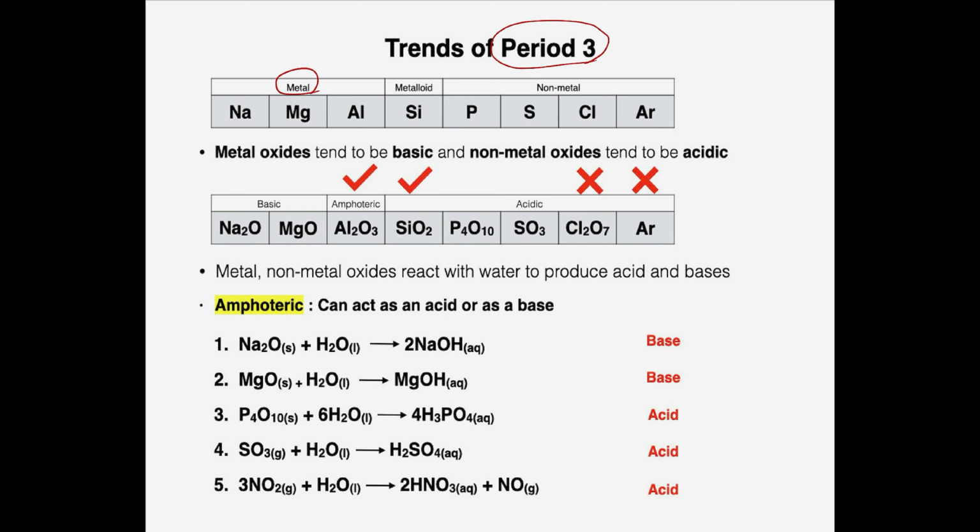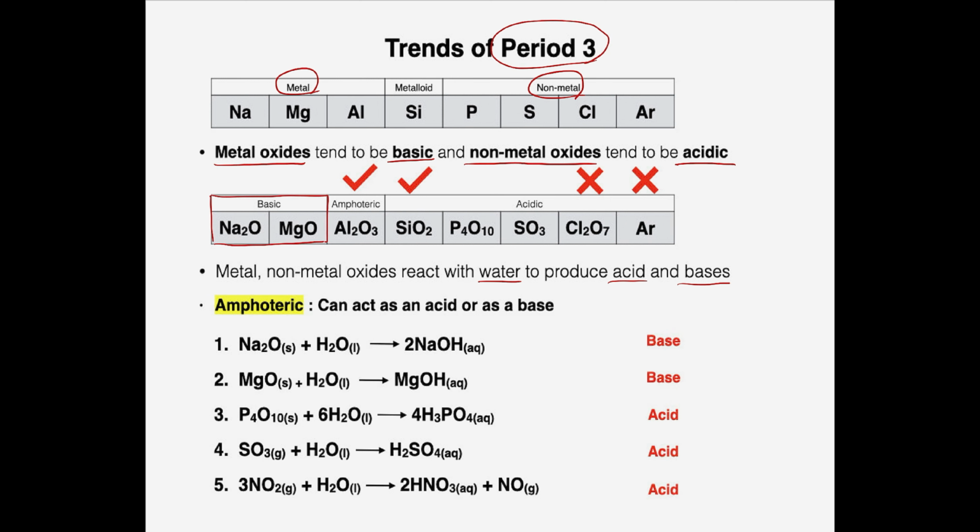Metals can be distinguished from nonmetals by their chemical properties. For example, metal oxides tend to be basic, and nonmetal oxides tend to be acidic. These metal and nonmetal oxides react with water to produce acids and bases. Some interesting points to notice about these reactions. First, we can see that metal oxides form bases when reacting with water.